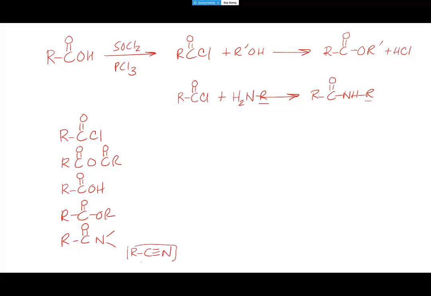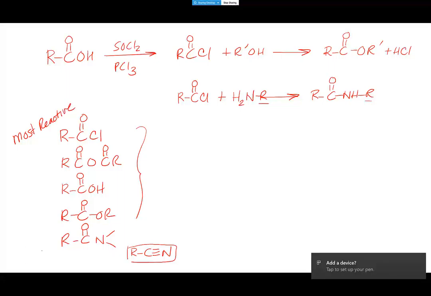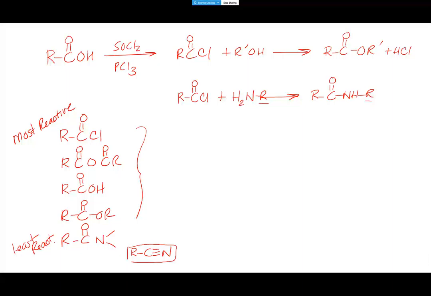And then remember that nitriles are carboxylic acid derivatives, but they don't fit the form of the first four. So these four structures then, I have ranked according to reactivity. Carboxylic acid chlorides are the most reactive. And amides are least reactive. In what kind of reaction? Actually, in all kinds of reactions.